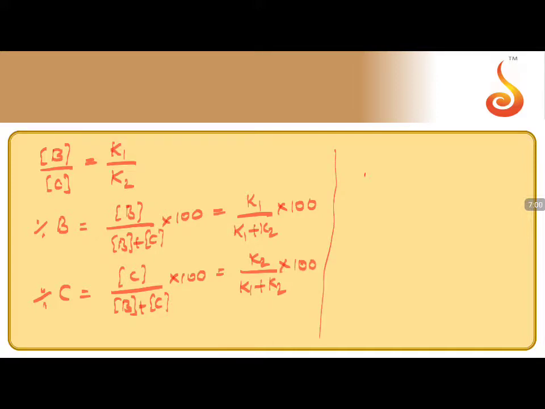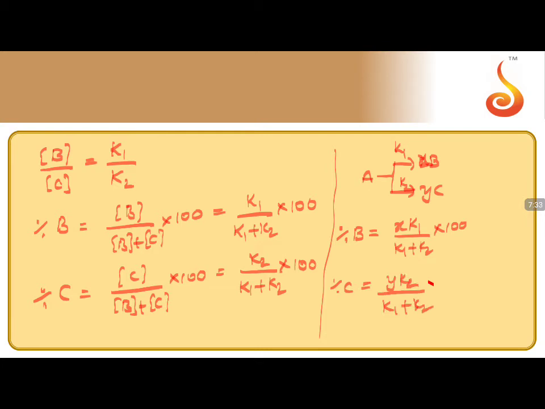And a very important case: if A is giving you, for example, xB and yC, then the formula for this will be percentage B equals x K1, if it is K1 and K2, x K1 by K1 plus K2 into 100. Percentage C will be given by y K2 by K1 plus K2 into 100. So that's the key concept of this particular topic.